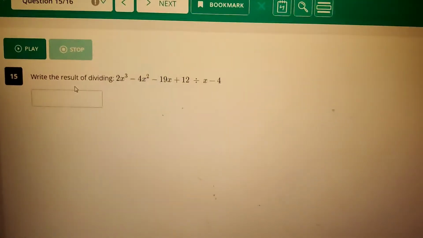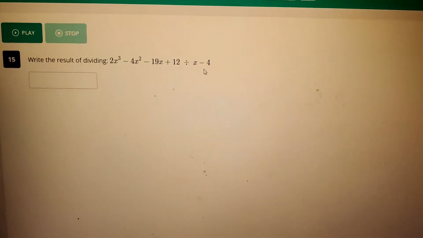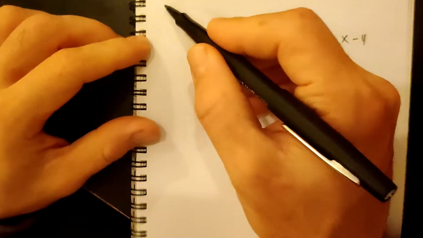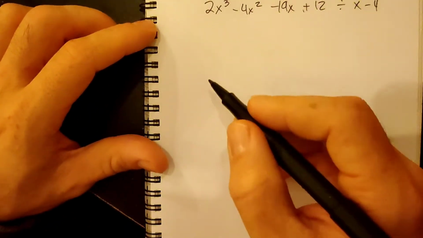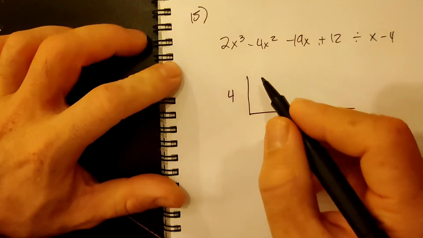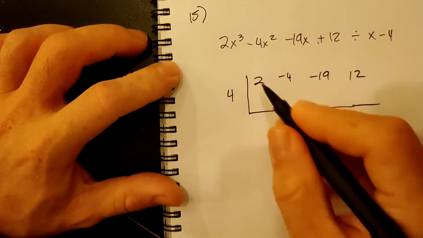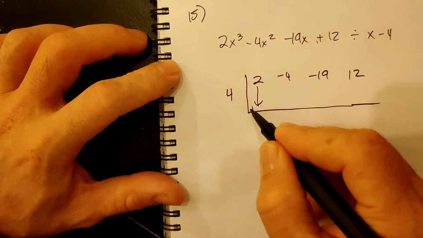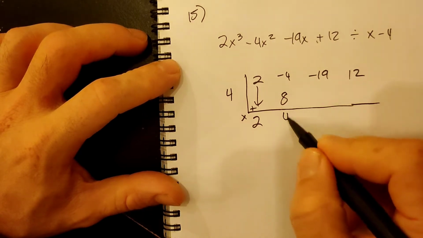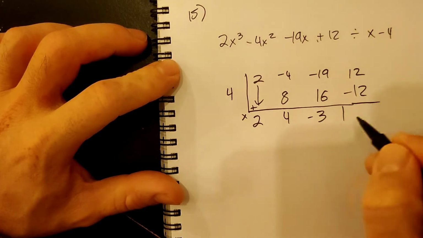All right, write the result of dividing 2x³ minus 4x² minus 19x plus 12 divided by x minus 4. All right, so that's going to be using that synthetic division we learned. So I've rewritten the problem here. Set up our synthetic division. 4 goes here. Draw your line. And we have 2, -4, -19, +12. That comes down, right? So 2, 8, 4, 16, -3, -12. You should get 0, of course.